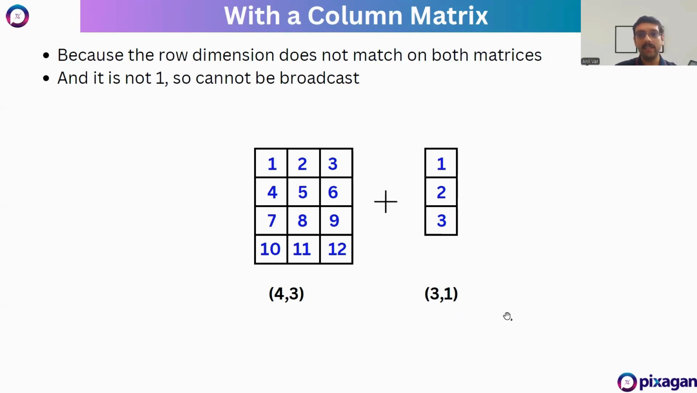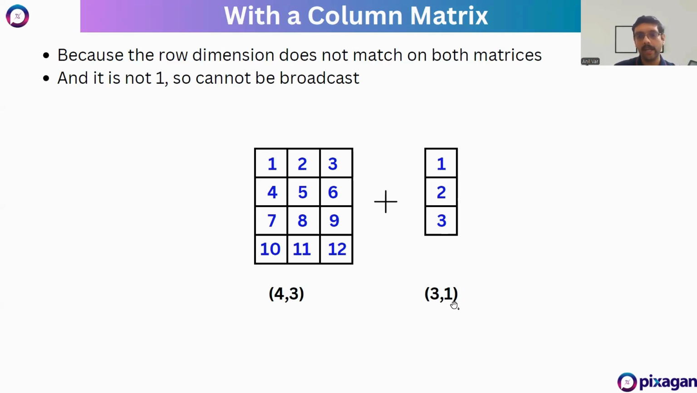So what happens in this example? You have a 4 by 3 and a 3 by 1 matrix. It says, okay, this is one column, maybe I can broadcast. But this is 3 rows and this is 4 rows. So even if I stretch this, this one dimension is not matching. So NumPy will say, I'm sorry, I cannot broadcast this. If the one is there, it's fine, but if the other dimension does not match, in this case the row dimension, it's not going to broadcast.